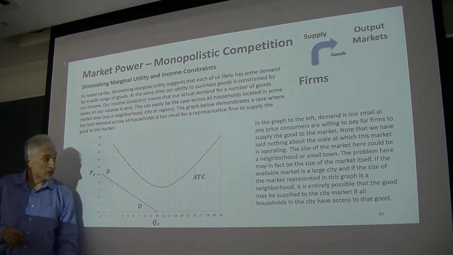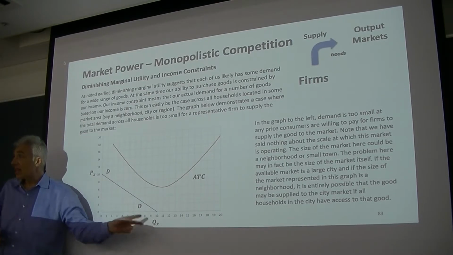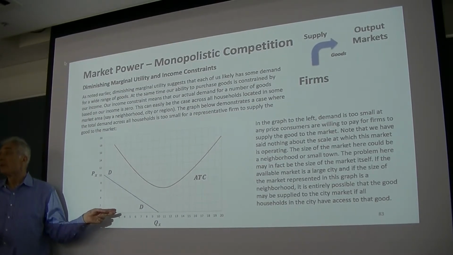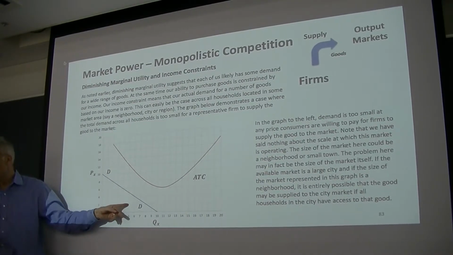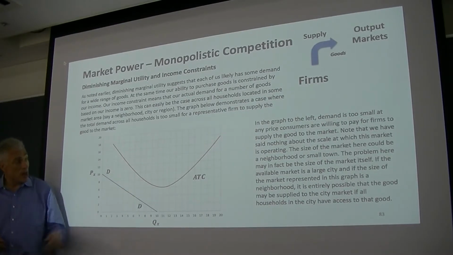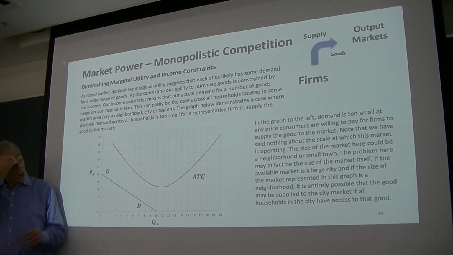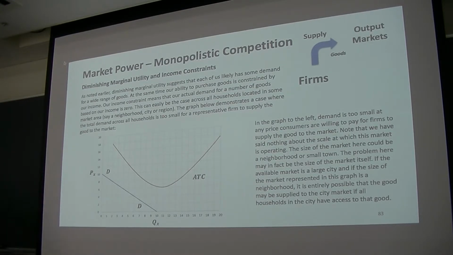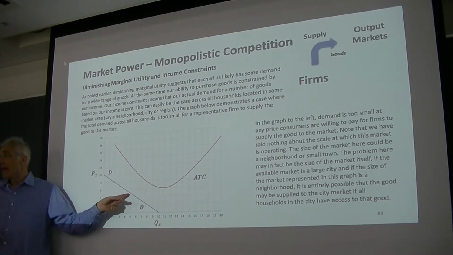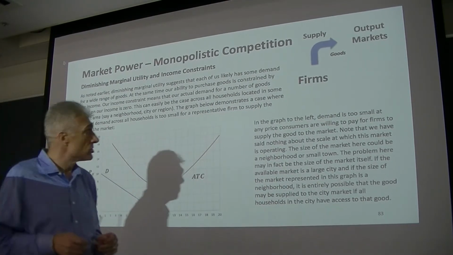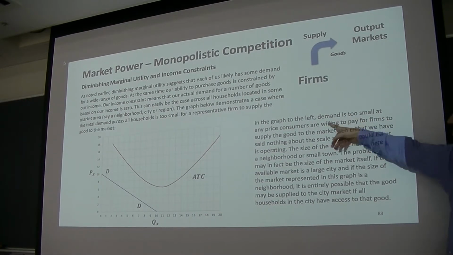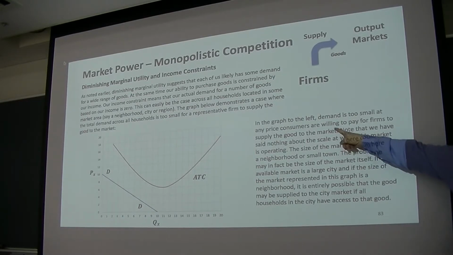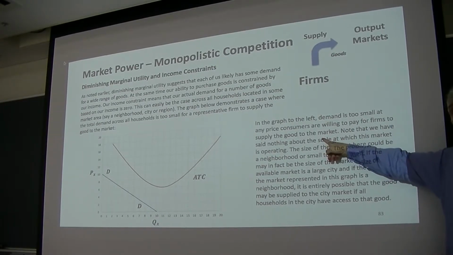They have this average total cost curve, but here's the demand curve. This is a case of insufficient demand. There's not enough demand in the market. The demand curve is to the left. It doesn't cross. It doesn't touch. So what's the amount the market supplies? Zero. At that demand, it's zero. Now that could be for a lot of reasons. Here it says demand is too small at any price consumers are willing to pay for firms to supply the goods to that market.